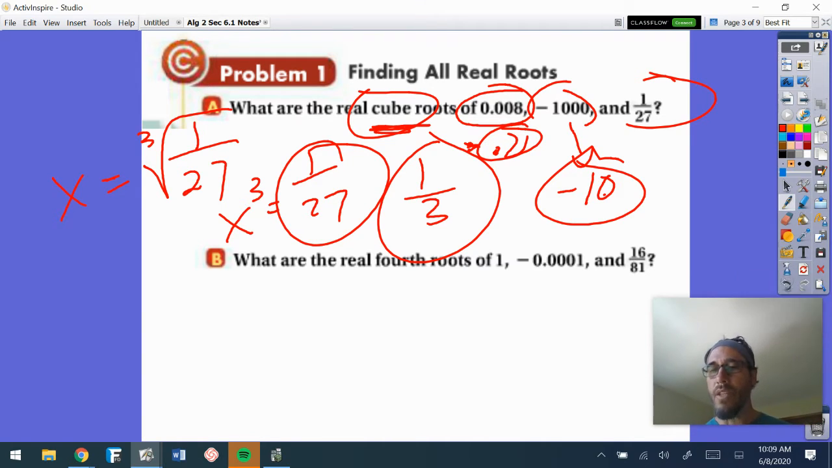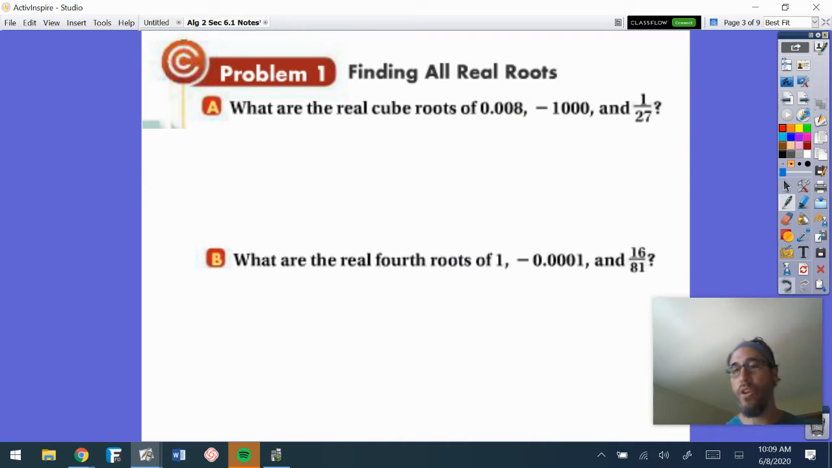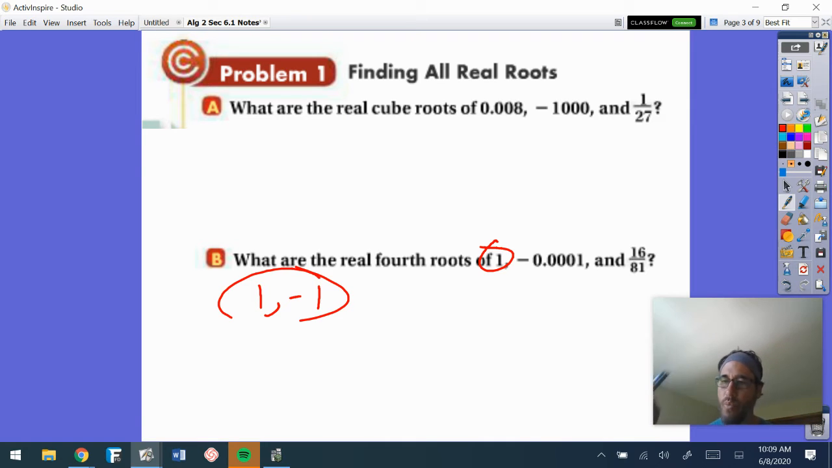Now, let's go ahead and take it to fourth roots. Now, fourth roots can get tougher. We probably need our calculator for that. But what's the fourth root of 1? Well, the fourth roots of 1 are 1 and -1. Well, how do I know that? Because 1 times 1 times 1 times 1 is 1, and -1 times -1 times -1 times -1 is a positive 1. Remember, it's an even root, and if it's an even root, you could have a positive and a negative.